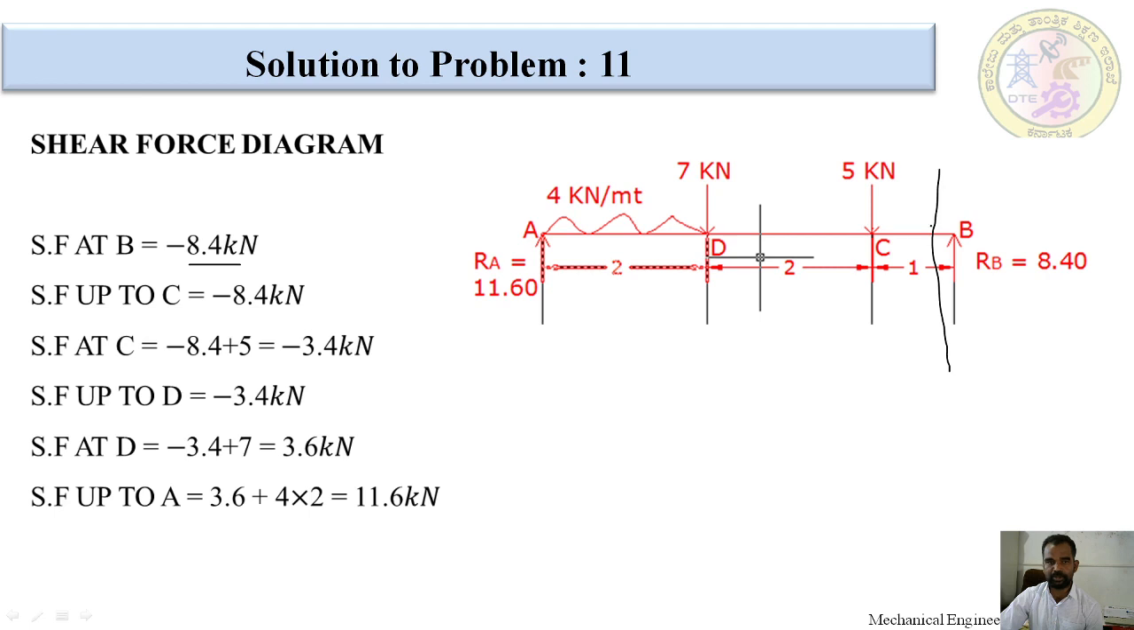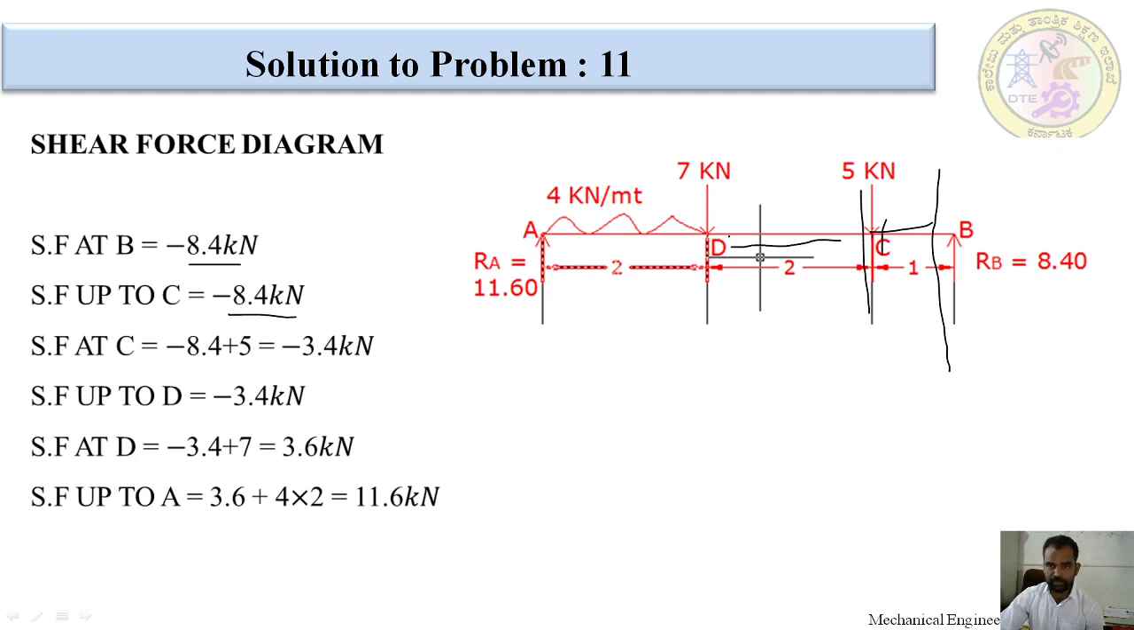Next, up to C point there is no load between C and D. For that reason, up to C point we also have the same negative 8.4. At C point we have negative 8.4, downward force positive 5 kN. Negative only, we got 3.4. At C point we got 3.4.